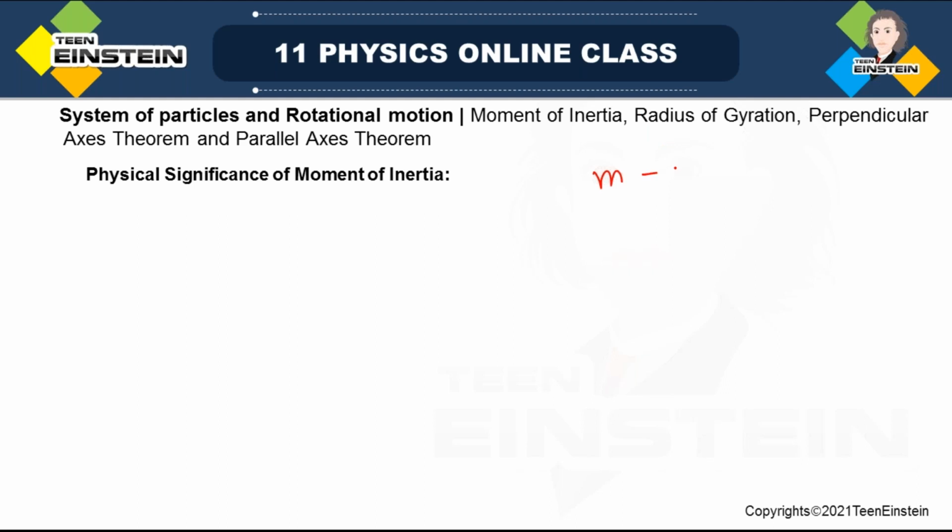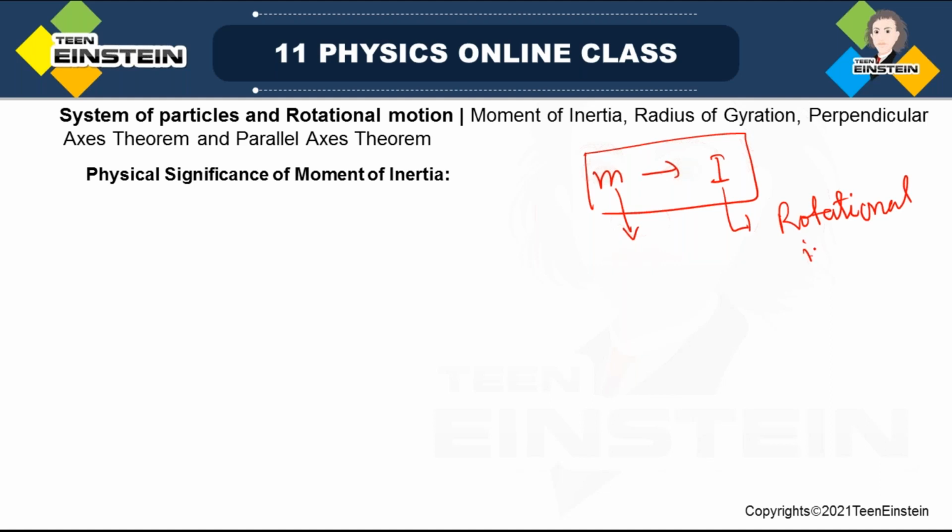Physical significance means mass is analogous to, like, the rotational analog of this. Mass is inertia in case of linear motion, and this is rotational motion, rotational inertia. So this is the physical significance.